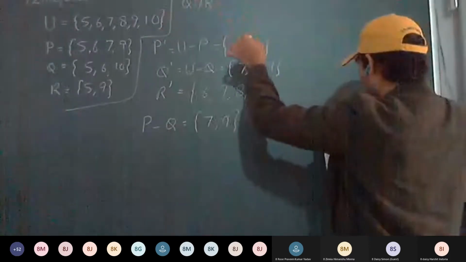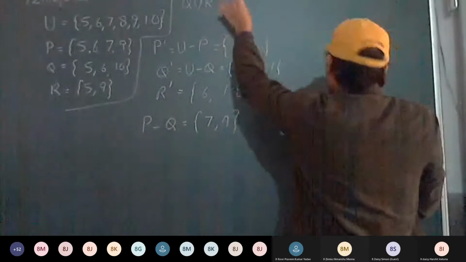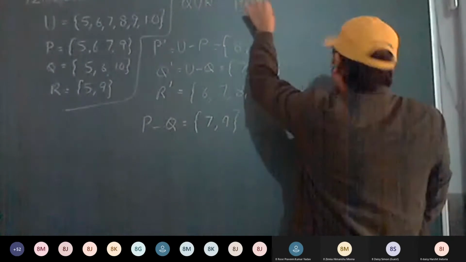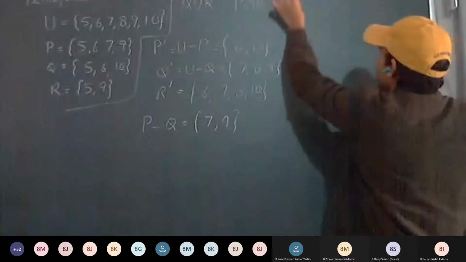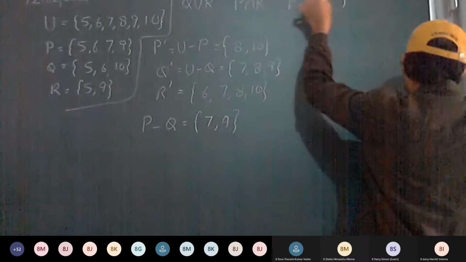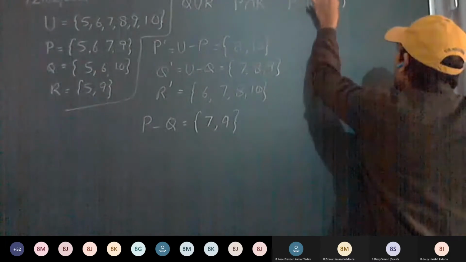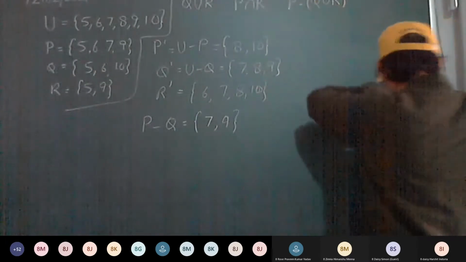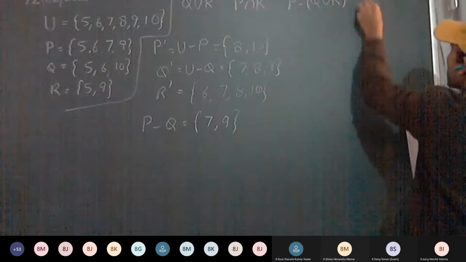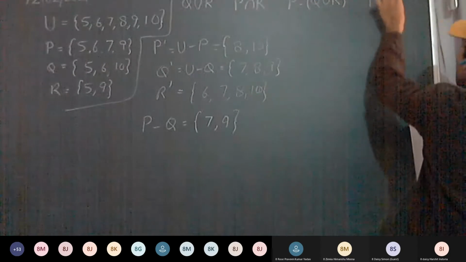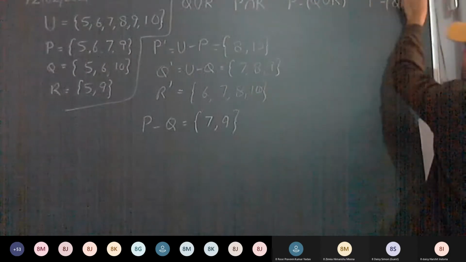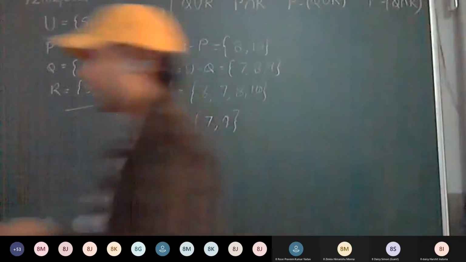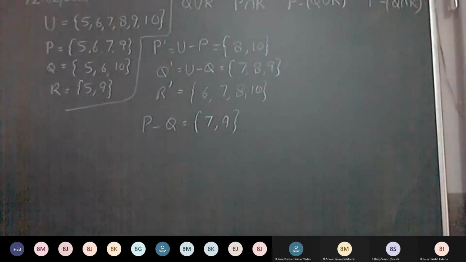union R. We'll put all the elements of Q and R together. Then P intersection R. Then P minus, first solving the bracket Q union R, then P minus Q intersection R. Okay, this we have to calculate.